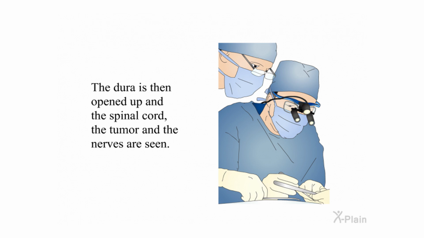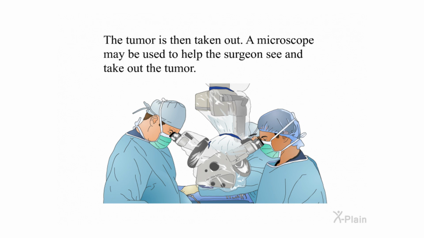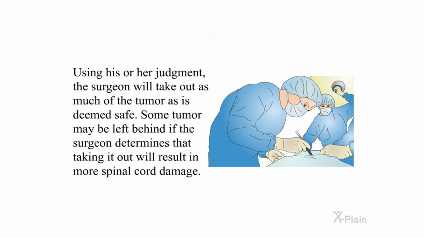The dura is then opened up and the spinal cord, the tumor, and the nerves are seen. The tumor is then taken out. A microscope may be used to help the surgeon see and take out the tumor. Using his or her judgment, the surgeon will take out as much of the tumor as is deemed safe. Some tumor may be left behind if the surgeon determines that taking it out will result in more spinal cord damage.